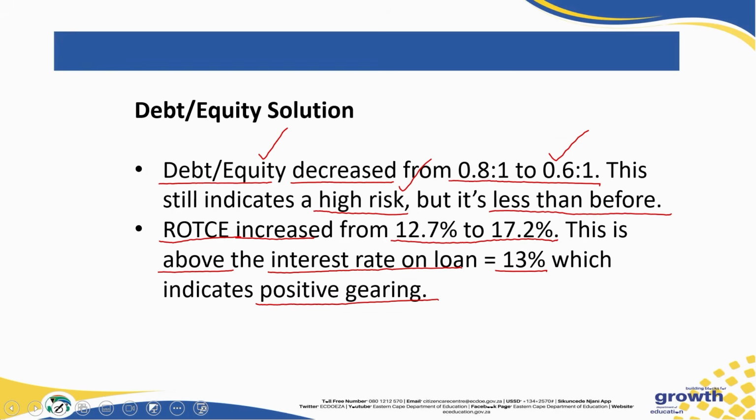Those are your 6 marks, guys, on a silver platter. Debt equity ratio, the trend, and then the risk, 3 marks. Then the return on the total capital employed, compare it to the interest rate, and talk about the gearing. And you have 6 out of 6. So please, with that question, make sure you get your 6 out of 6.